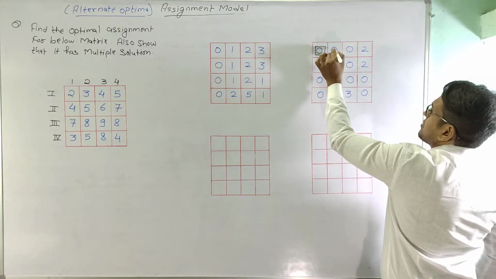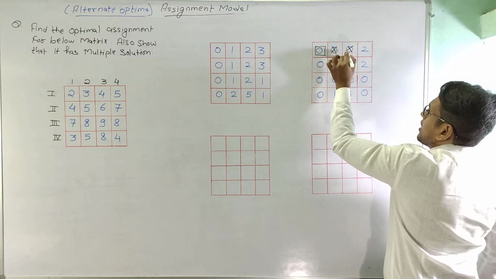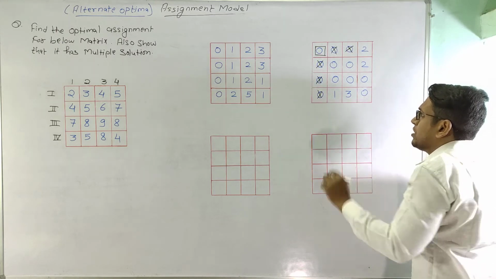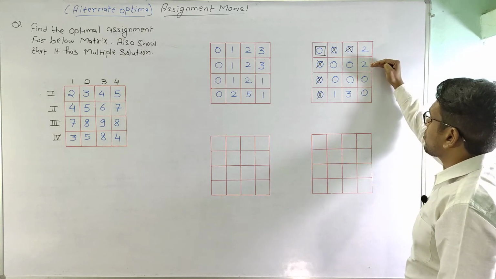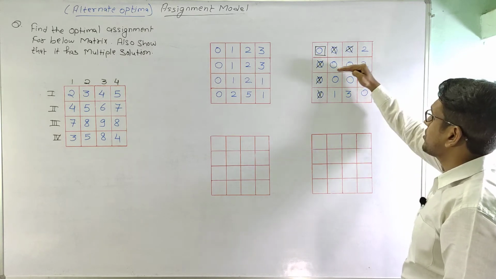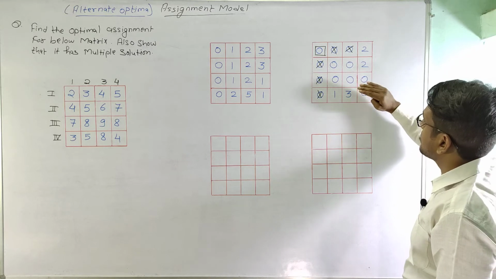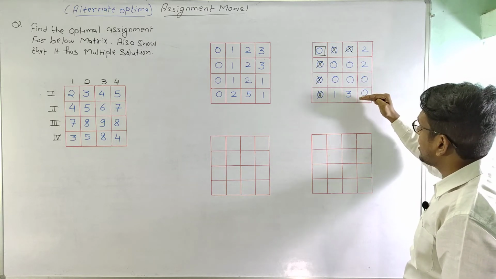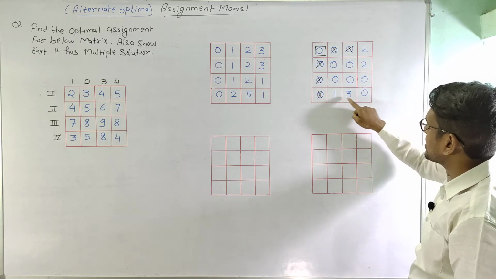That means all the zeros in this particular row and this particular column are going to be crossed out. Now moving on to row 2, we have more than one zero, so we will skip this. Moving on to row 3, we have more than one zero, so we will skip this. Moving on to row 4, we have a single zero.